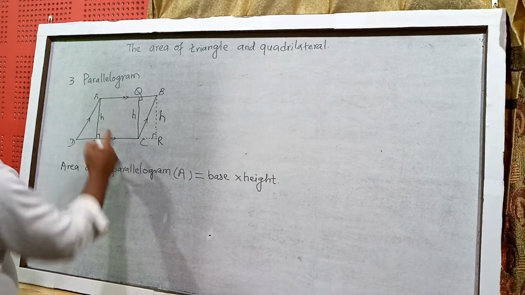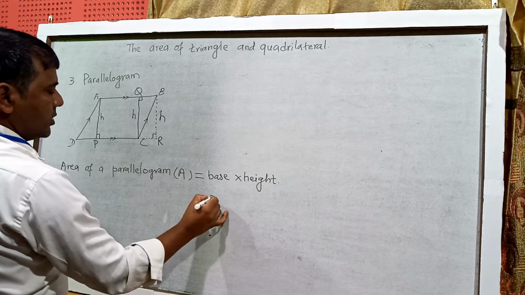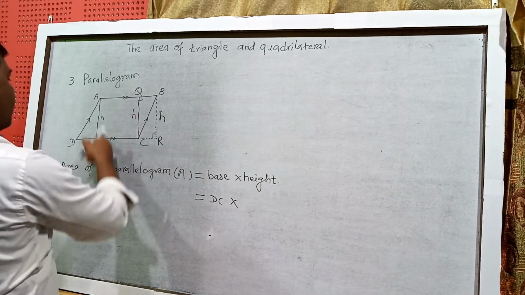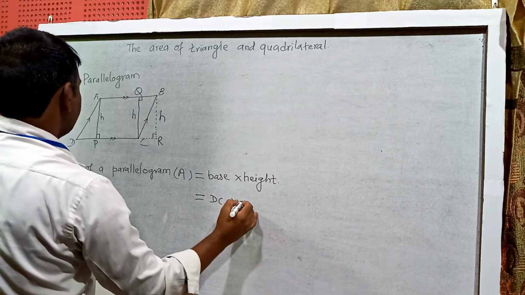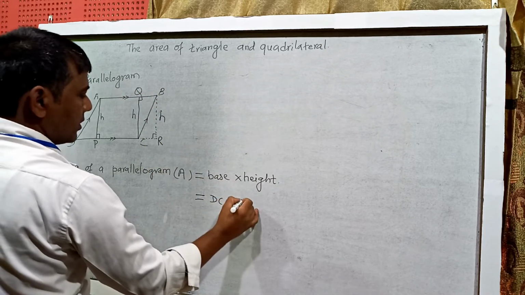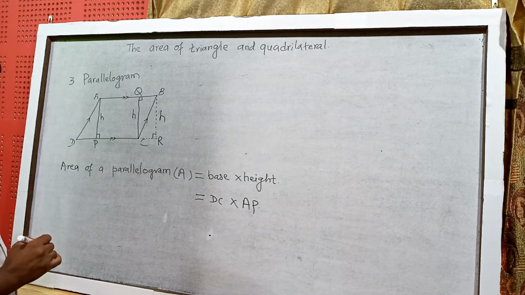Now in this parallelogram, its area equals base, base is DC, into height, either AP or QC or BR. We can write any one, AP, base into height, in this way.